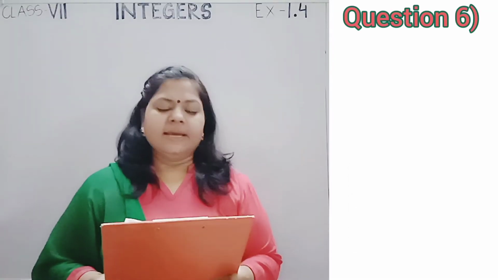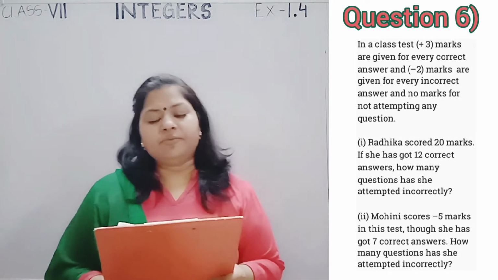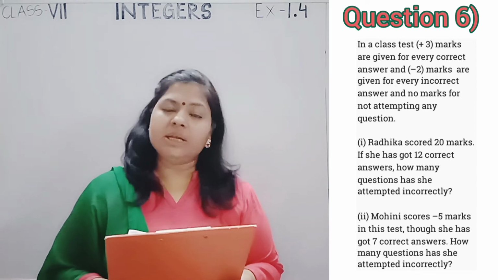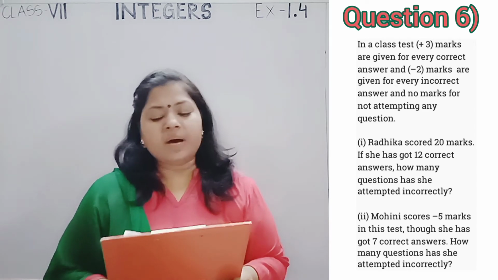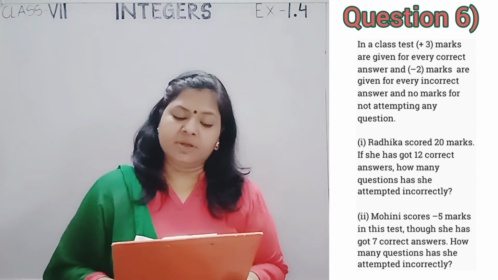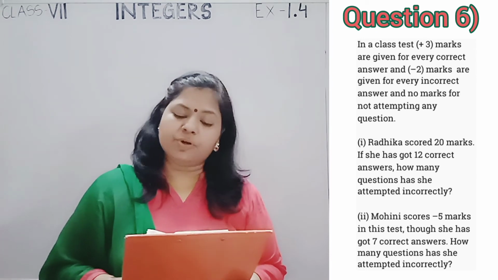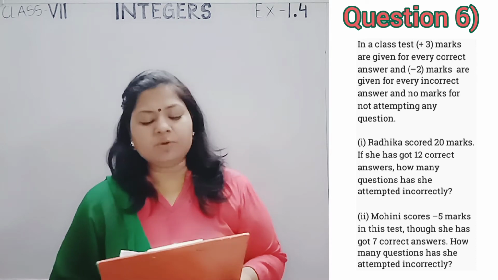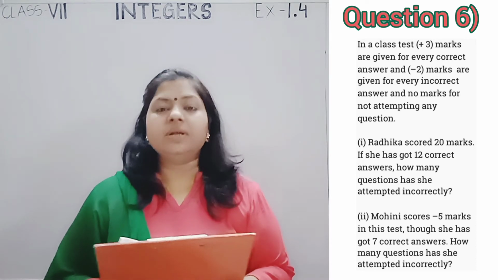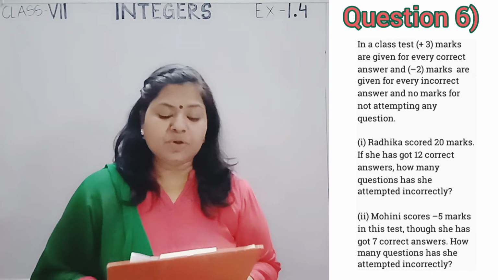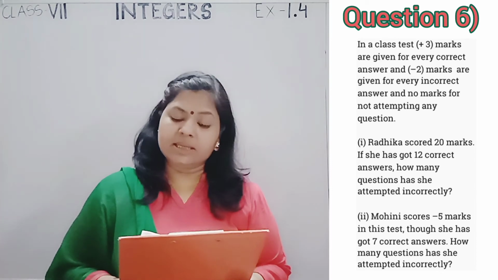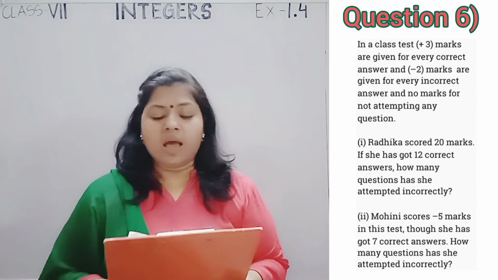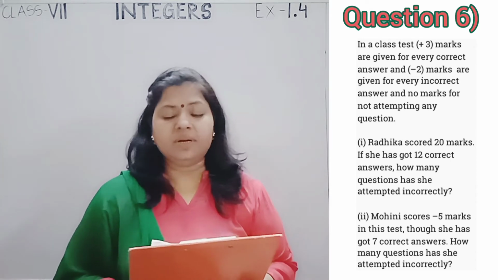Question number 6. In a class test, plus 3 marks are given for every correct answer and minus 2 marks are given for every incorrect answer, and no marks for not attempting any question. So first part is Radhika scored 20 marks. If she has got 12 correct answers, how many questions has she attempted incorrectly? And second part is Mohini scored minus 5 marks in this test. Though she has got 7 correct answers, how many questions has she attempted incorrectly?